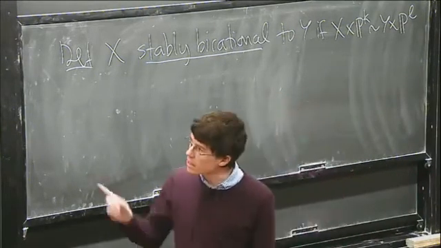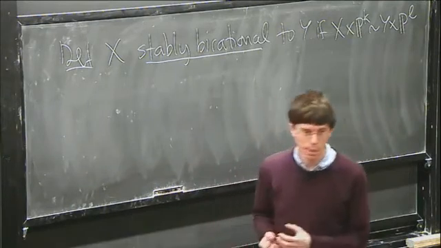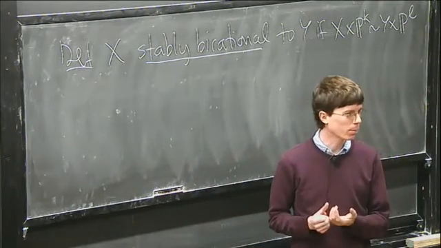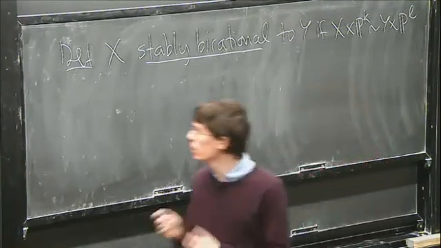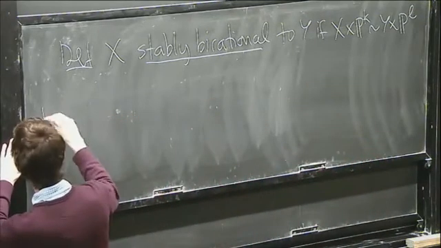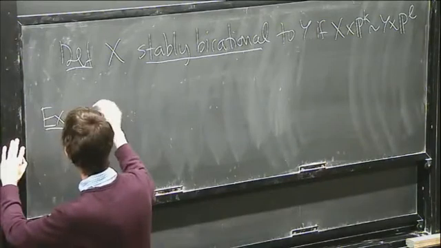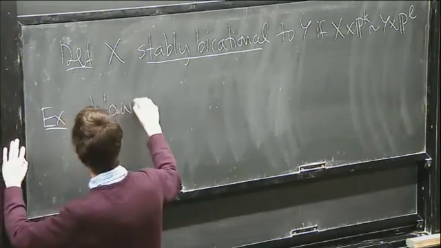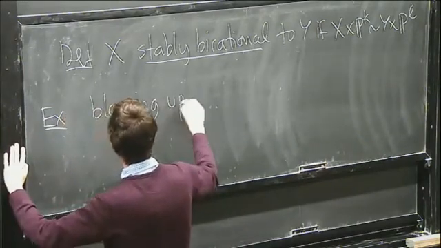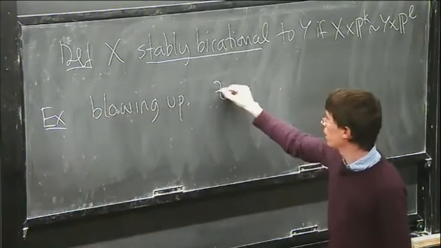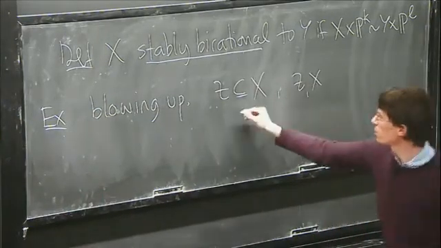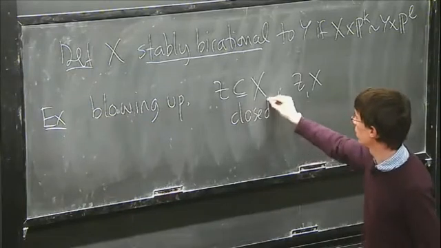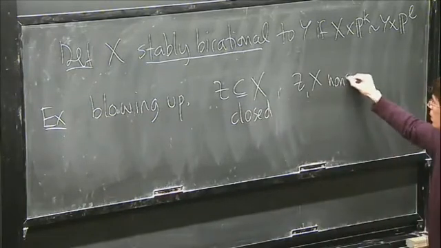Okay, so what's the main example of some birational map? Something that's birational but not regular. Well, the main example are things like blow-ups, right? So let's look at that example a little bit. So the main example is blowing up. So let's consider a subvariety Z in X, and say Z and X are both non-singular. So this is closed, and they're both non-singular.